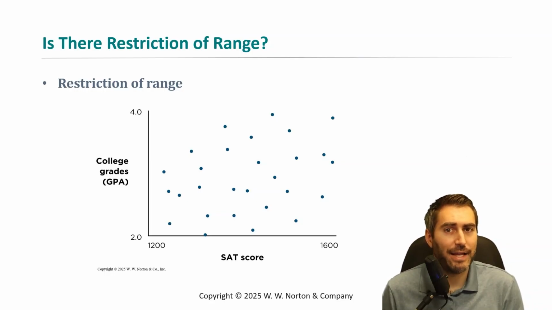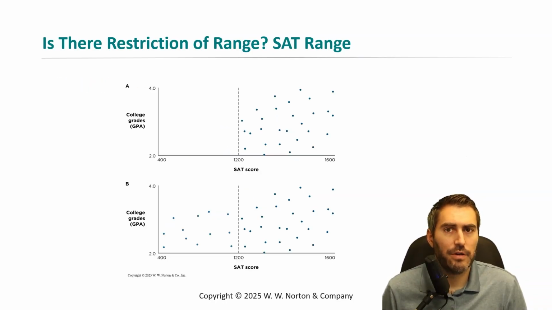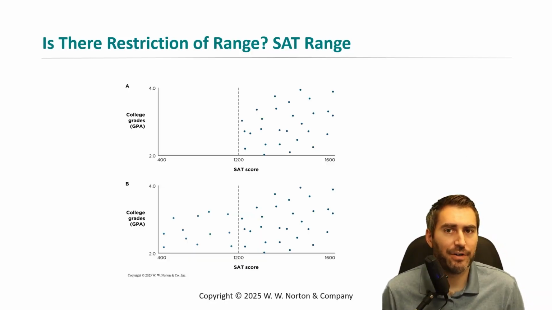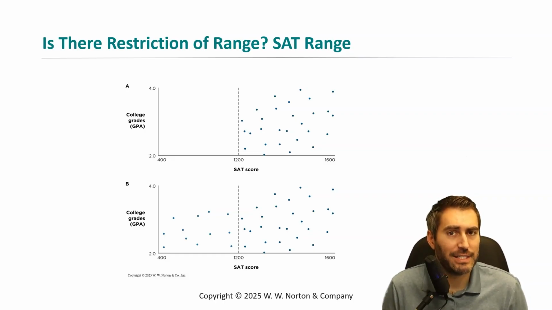If we were to instead look at the relationship between SAT scores and GPA among all students in the US, well, the relationship would likely look a little bit different. So if we look here, SAT scores range from 400 to 1600, but this particular college only admitted students who scored 1200 or higher. So you can see this cutoff point in the vertical dotted line. So the range is restricted to 1200 to 1600.